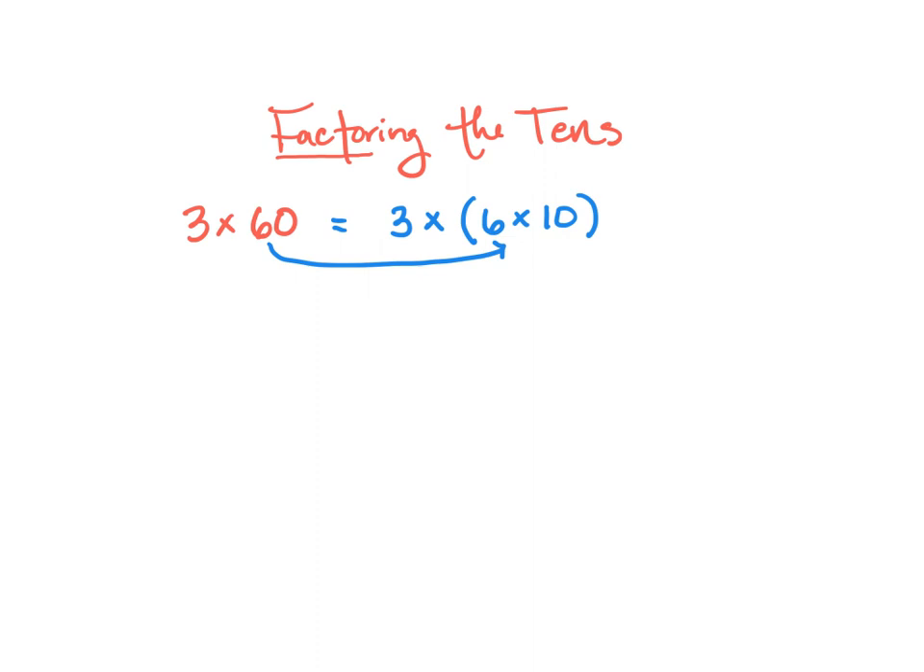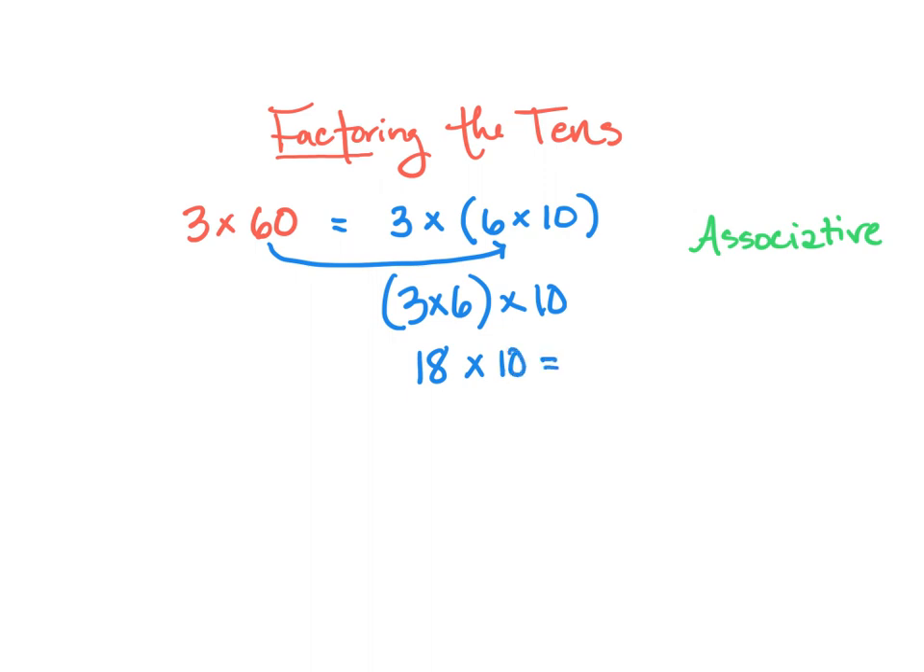Now we're going to use our associative property, and we're going to reorganize this to make it easy to multiply. Some of you know this shortcut, but this gives some meaning behind why this works. So I'm going to regroup 3 times 6 together, and I'll have the 10 on the outside of the parentheses. Then I can put 18 times 10 equals, we have basically 18 groups of 10.